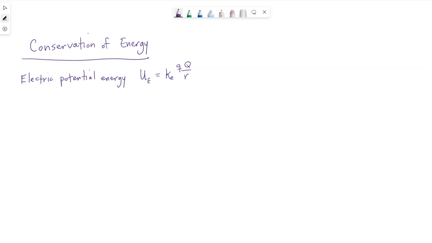So this equation is specifically the energy Q has because it's near capital Q. So I've just been using a lowercase q to represent the charge that feels the force or that has the energy, and capital Q to represent the charge causing the force or creating the electric field. So this equation is specific to this particular situation.